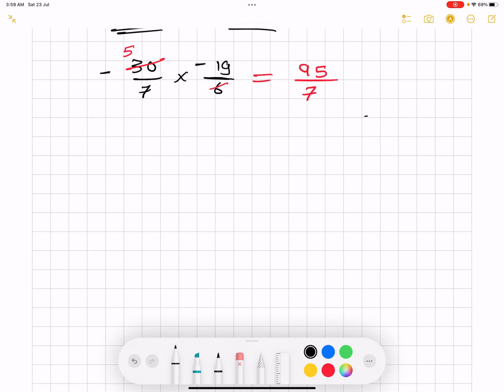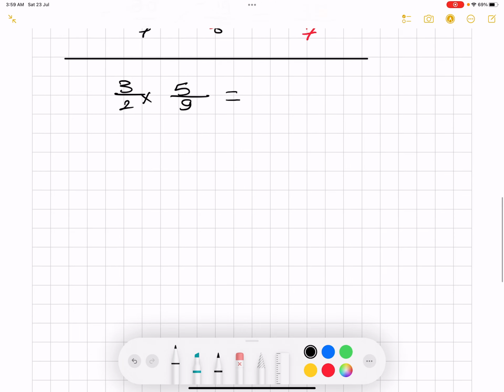So let me give you a couple more examples. If we get here 3 out of 2 times 5 out of 9. So 9 divided by 3 is going to be 3. We have 9 divisible by 3, which equals 3. All I have to do now is, we don't have any other number but 5, so I'm going to write it. And then I'll do 3 times 2, it's going to be 6. So it will be 5 out of 6.